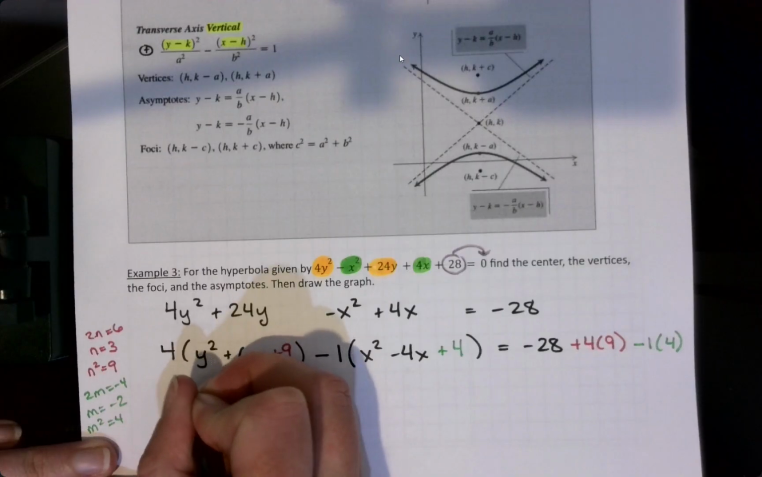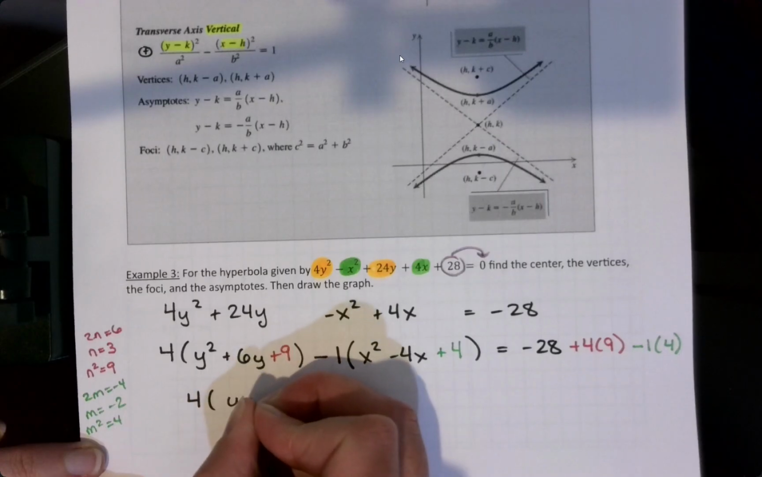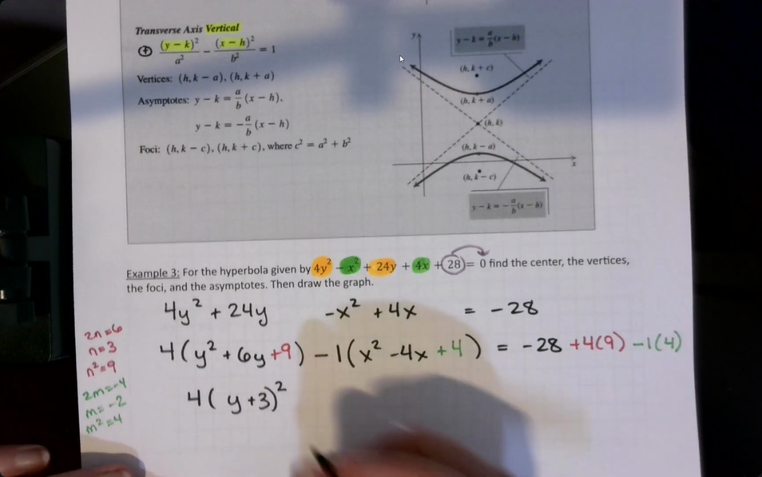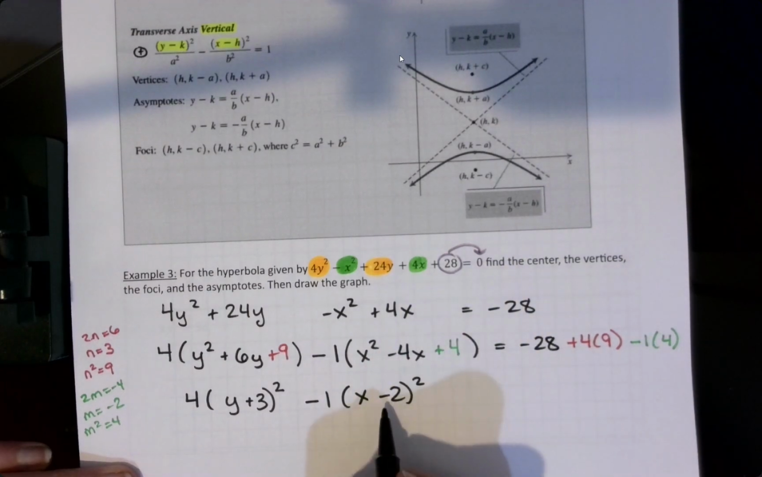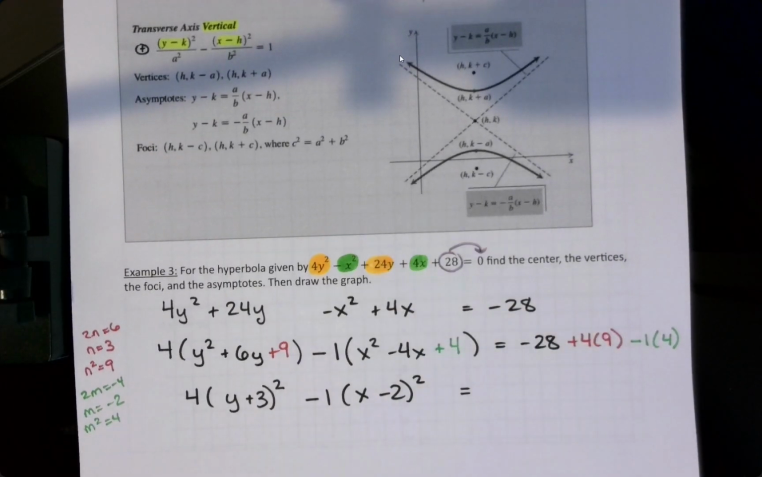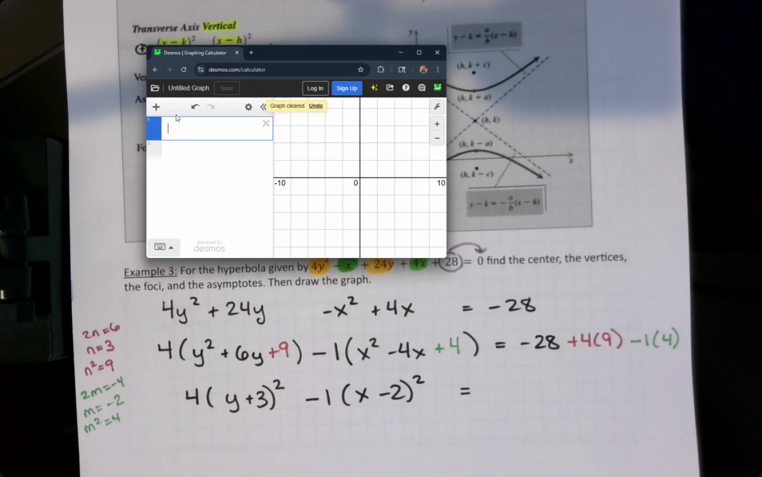When we get factored, we have 4 times the perfect square, y plus 3, quantity squared. 3 times 3 is 9, 3 plus 3 is 6, that checks out. Minus 1 times the perfect square, x minus 2 squared. Negative 2 plus negative 2 is negative 4. Negative 2 times negative 2 is positive 4, that checks out. Equals negative 28 plus 4 times 9 minus 1 times 4.